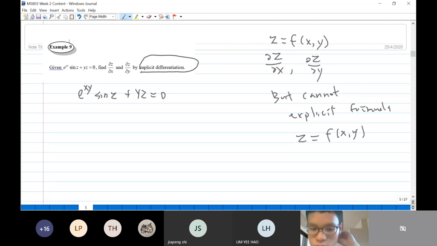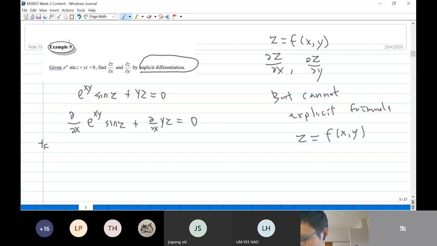So you don't differentiate dz/dx directly, but the implicit terms. What does implicit mean? Just differentiate term by term first. This one will be a bit long-winded. So differentiate with respect to x first, since I want to find the partial derivative with respect to x. So the e to the xy sin z, plus differentiate with respect to x here, yz. The right side is 0 anyway. When you differentiate with respect to x, remember y is a constant.